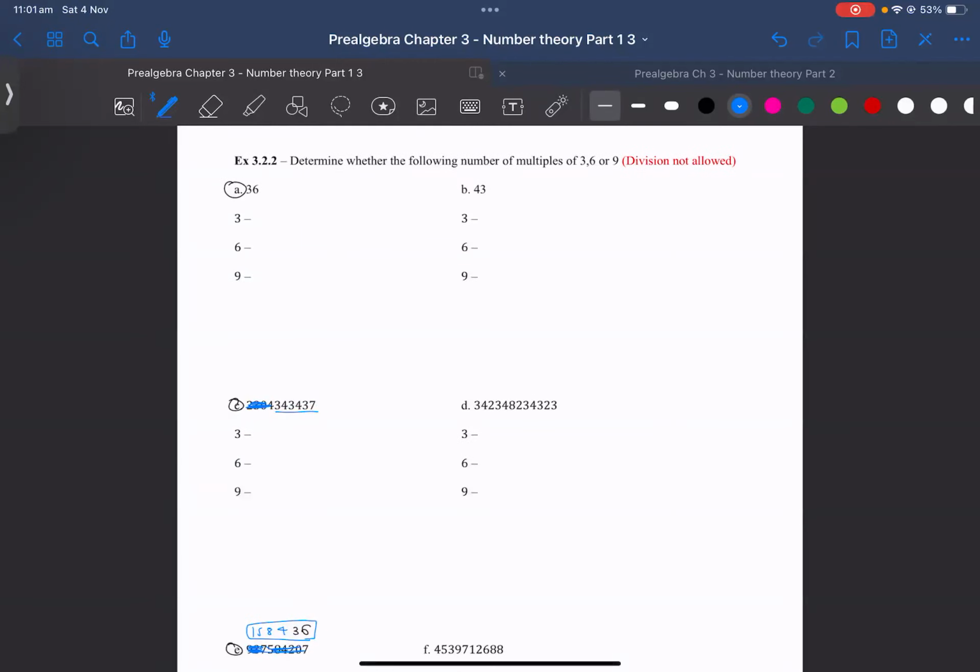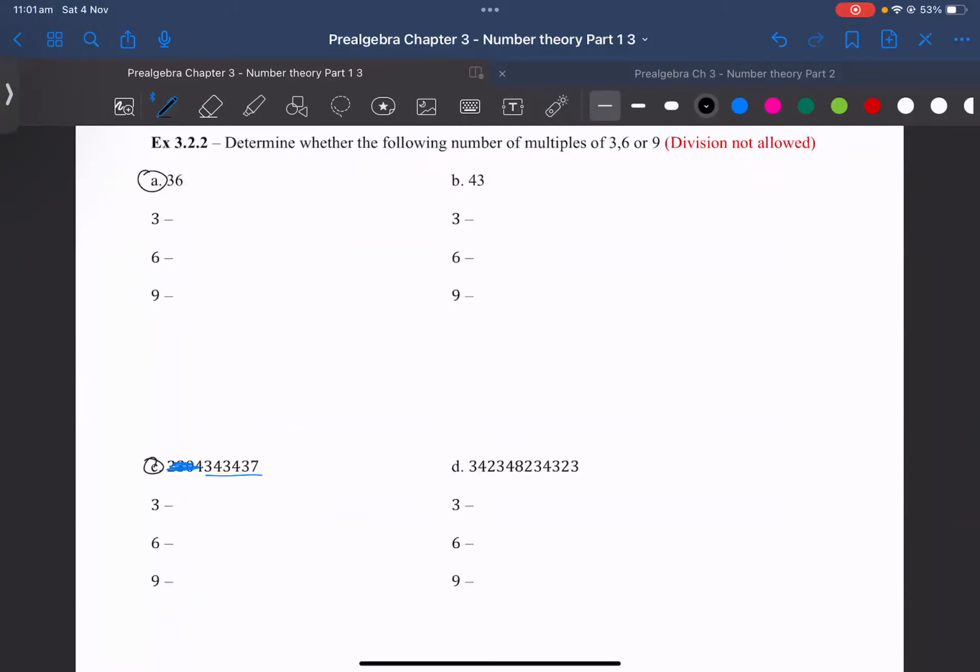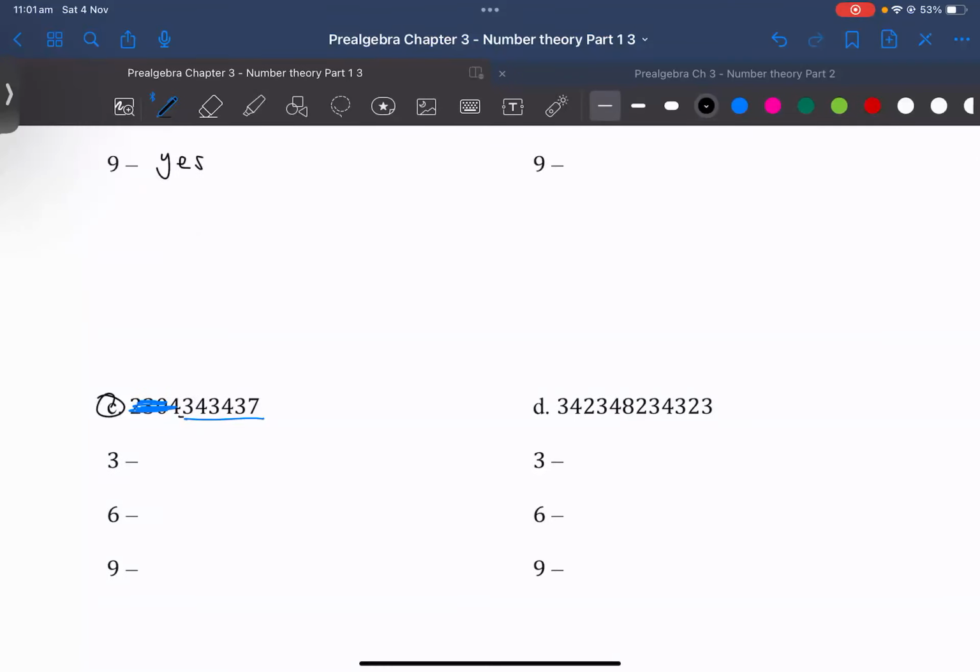I'll just quickly go over the answers, and if you have any questions, let me know. So the answer to A is the digit sum is 9, and it's even, so it's yes for all of them. And for B, the digit sum is 3 plus 4 is 7, plus 3 is 10, plus 4 is 14, plus 3 is 17, plus 7 is 24. So the digit sum is 24.